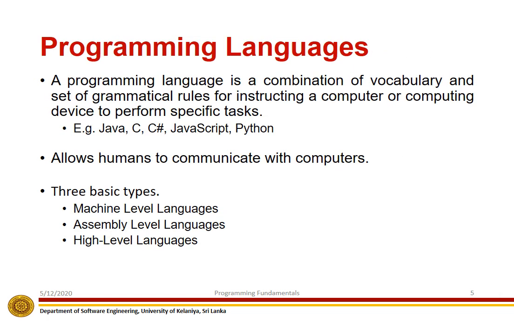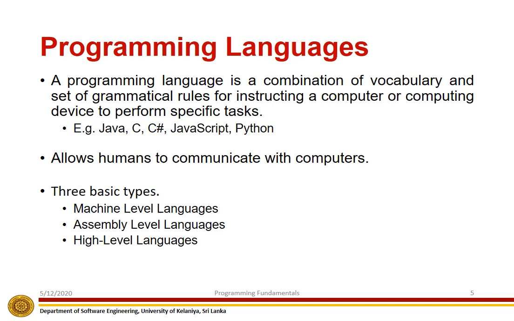Programming languages. We use a language like Sinhala, English or Tamil to communicate with each other. If we want to ask some person to do something for us, we can use a language that person can understand to give the instructions on how to do it. Like that, programming languages allow humans to communicate with computers. We can define a programming language as a combination of vocabulary and a set of grammatical rules for instructing a computer or computing device to perform a specific task.